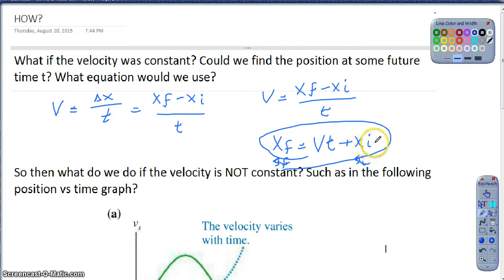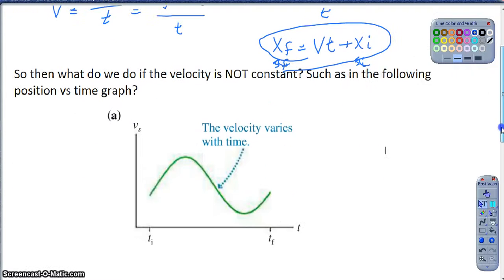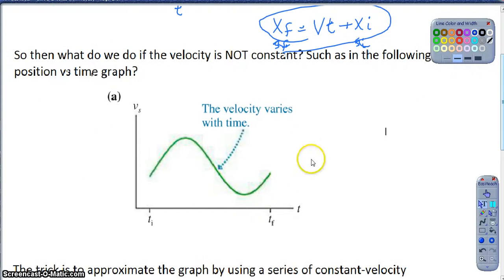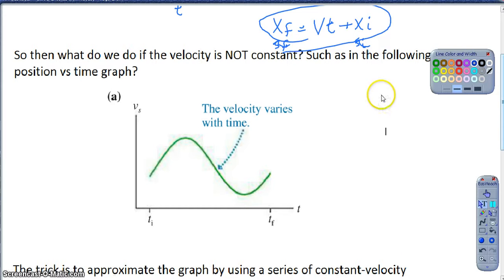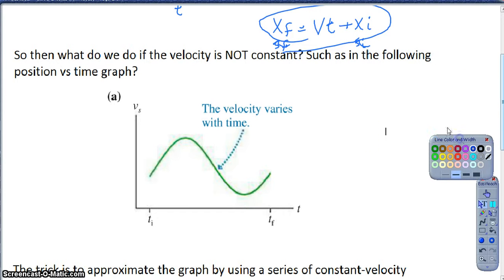I would just need to know where I started and then what velocity for how long, and that would be pretty easy to do, right? So what if it's not a constant velocity? What if it's a graph like this where it's a function? Maybe we know the function, maybe we don't, but they give us this velocity versus time function.